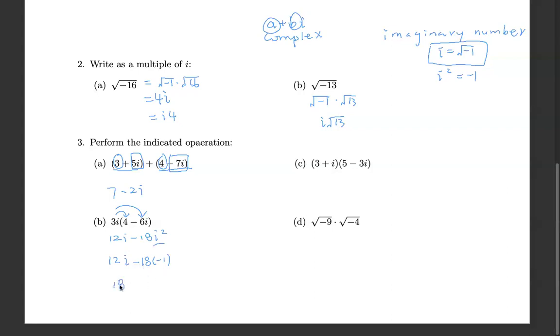So we'd like to write the real part first, then plus 12i, right? By default, no sign means plus.